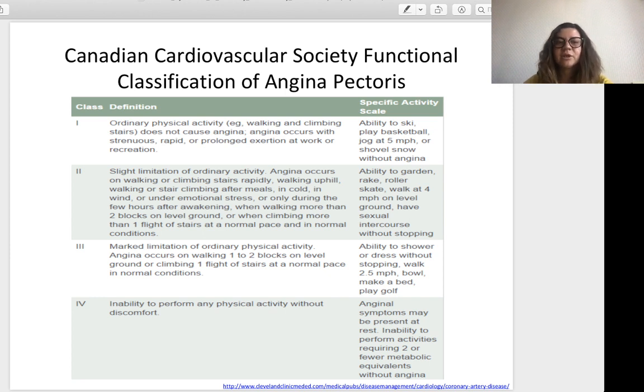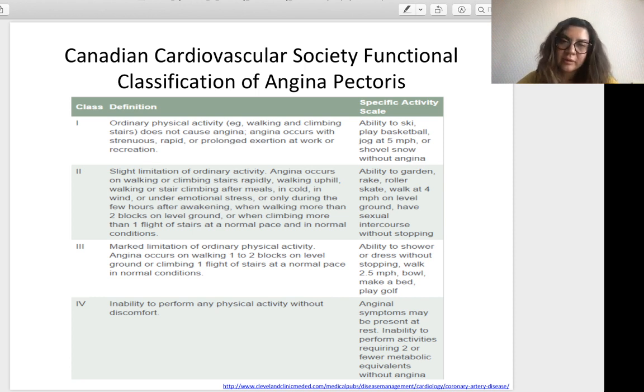And here is a classification of angina pectoris. The most usable classification is the classification by functional classes of angina. And it can be first, second, third, and fourth, in general four functional classes. Let's discuss what this is. First functional class of angina. Ordinary physical activity like walking or climbing stairs does not cause angina. Angina in this patient occurs with strenuous, rapid or prolonged exertion at work or recreation.